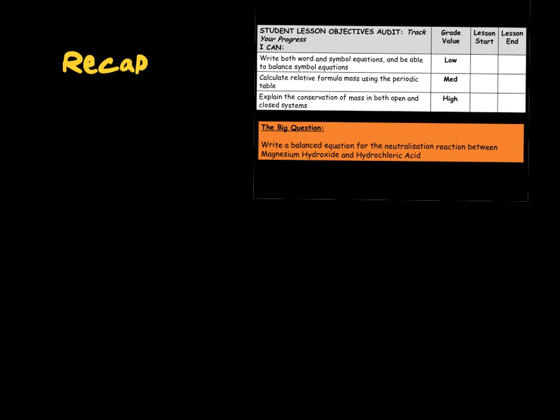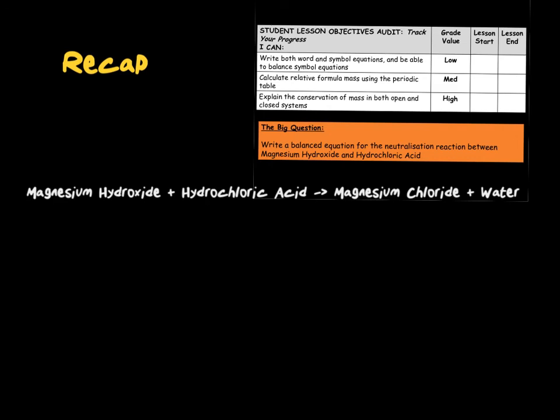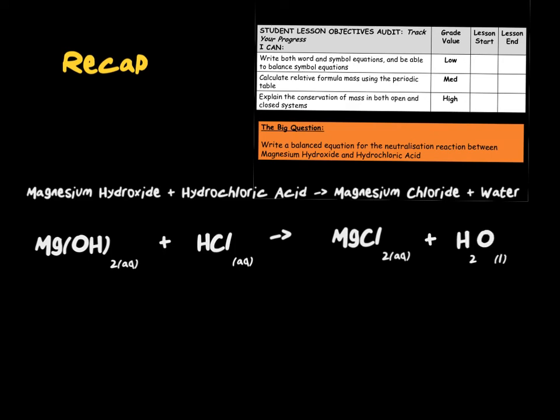I want you to have a go at this equation now. First, we will write out our word equation. So magnesium hydroxide plus hydrochloric acid goes to magnesium chloride and water. Our symbol equation would be Mg(OH)2, which would be aqueous, plus HCl, which is also aqueous, goes to magnesium chloride, MgCl2, plus H2O, which is a liquid. In order to balance this, we simply put a 2 in front of the HCl and a 2 in front of the H2O.